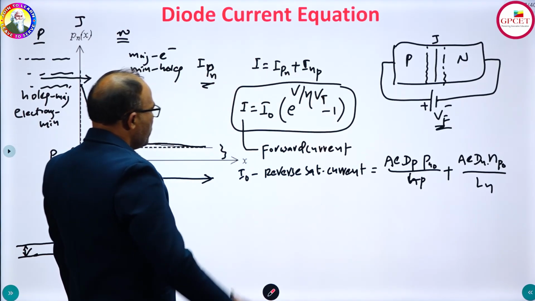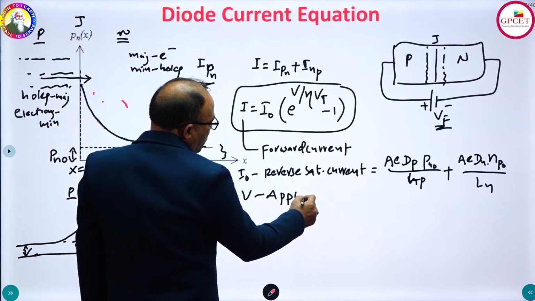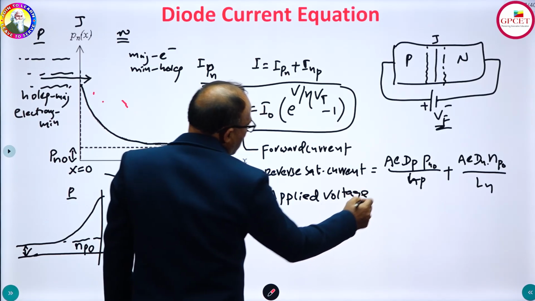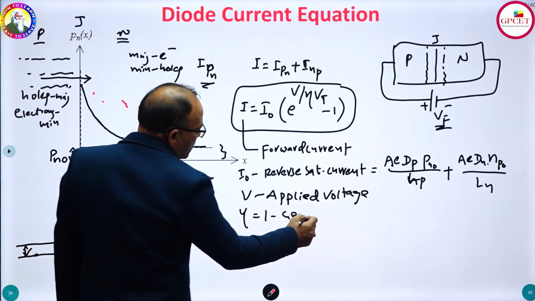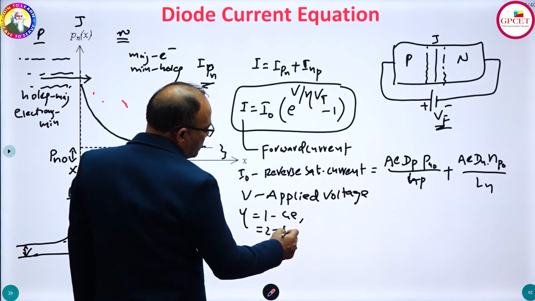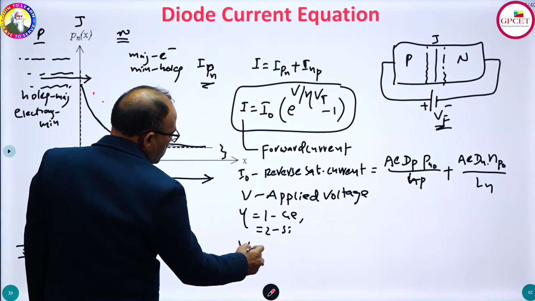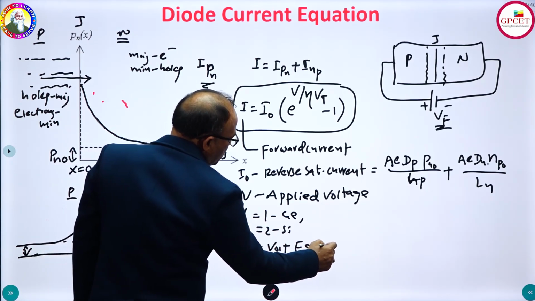And similarly here V is called the applied potential. From that equation we have V is equal to the applied potential or applied voltage, and eta is nothing but a constant, which is 1 for germanium and equal to 2 for silicon, and Vt is nothing but the volt equivalent temperature.